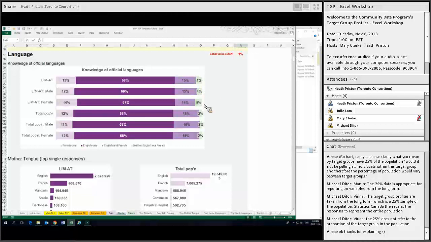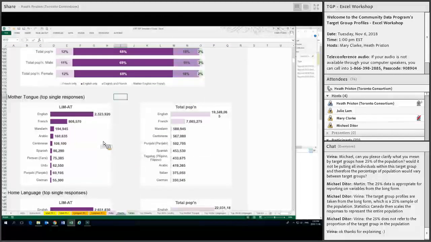And we can start looking through a whole range of other things. How do the languages spoken by these two different populations compare? So knowledge of official languages, not really a significant distinction, except we see a little bit more here in terms of bilingualism, and also certainly a higher proportion of the population living in low income who are not able to speak either of the country's official languages.